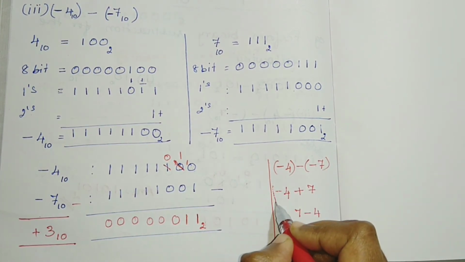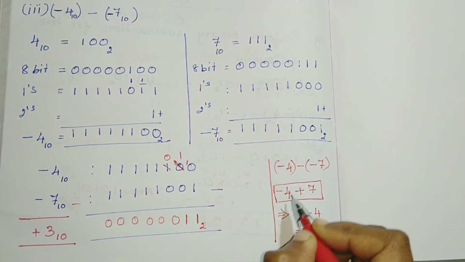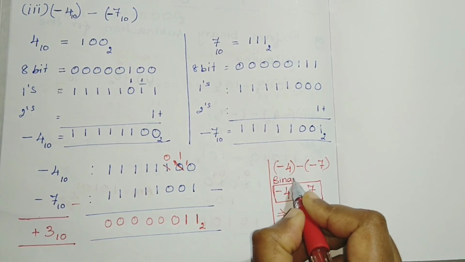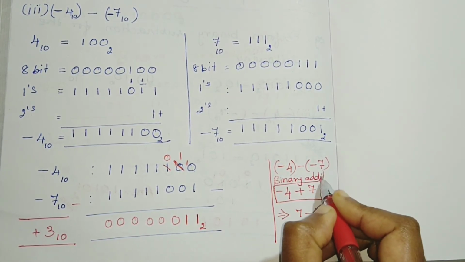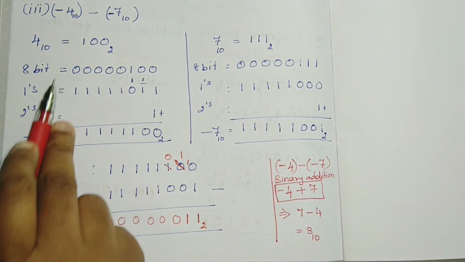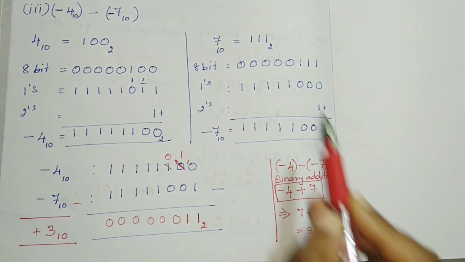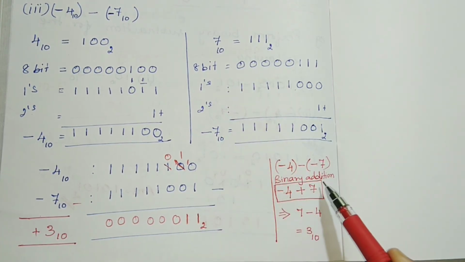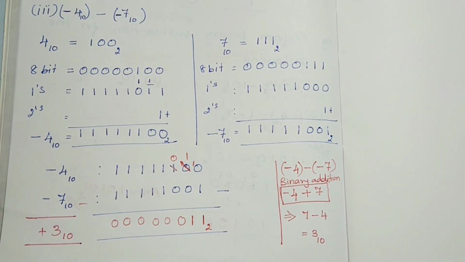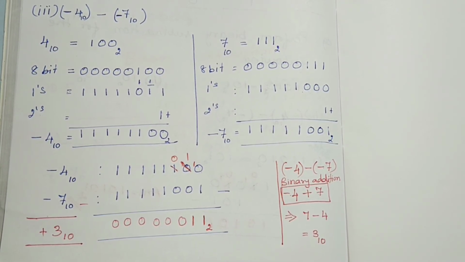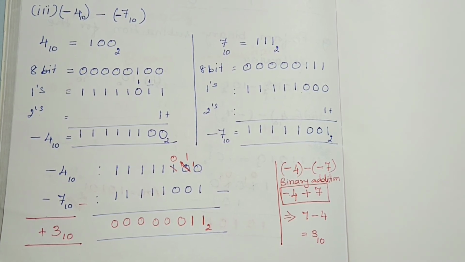And this simplification is used for binary addition. After the simplification, you can do binary addition. You have to find 1's complement and 2's complement only for minus 4, and find binary equivalent for 7 and do binary addition. If they ask you to perform binary subtraction, you have to perform binary subtraction, or else if they ask you to perform binary arithmetic, this type of question you can simply simplify and you can do binary addition or you can do binary subtraction.